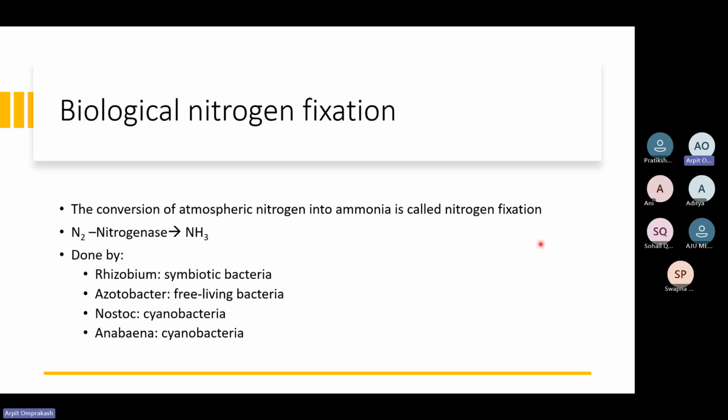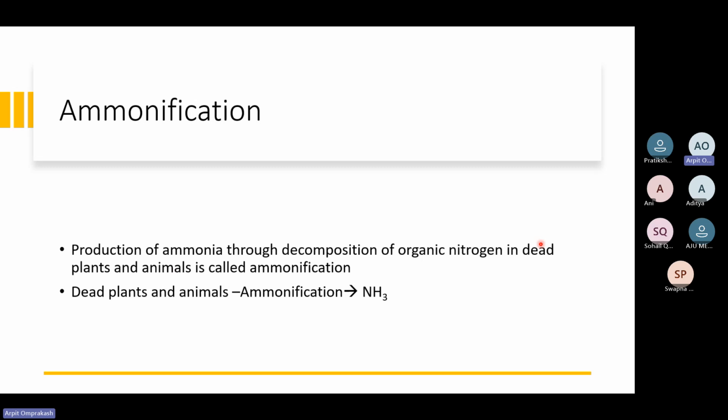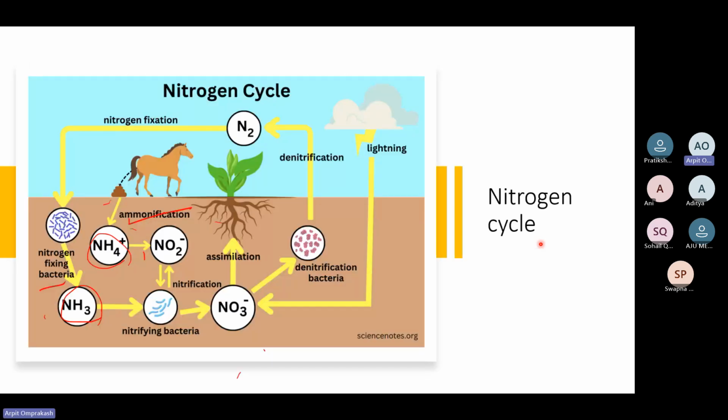Then in biological nitrogen fixation, the enzyme nitrogenase is used to convert nitrogen into ammonia. It is done by rhizobium, which is found in leguminous plants, azotobacter, nostoc, and anabaena. Then ammonification is the production of ammonia through decomposition of organic nitrogen in dead plants and animals. So dead plants and animals, by the process of ammonification, are converted into ammonia. So here, ammonification.